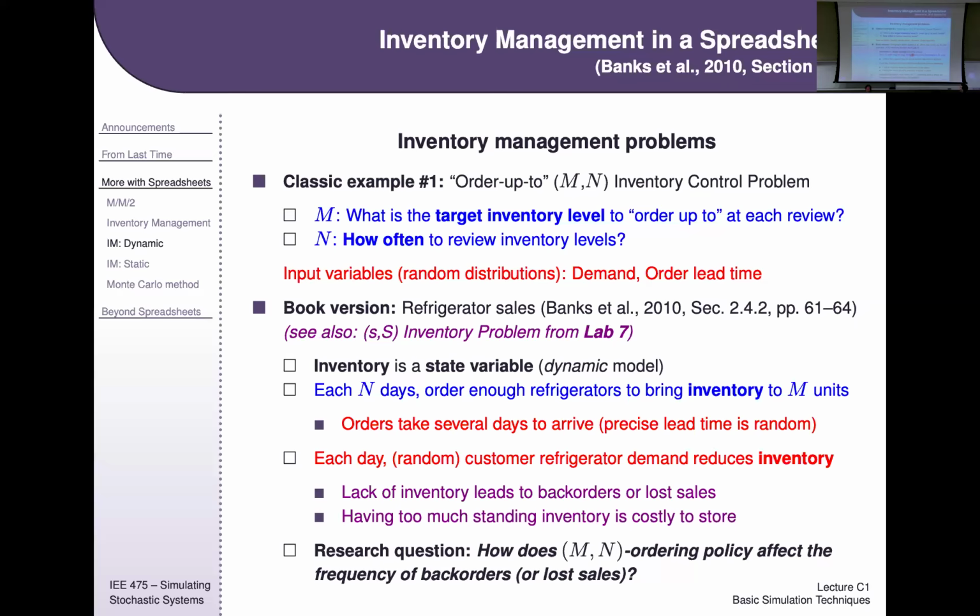So each N days, we order enough to bring the inventory back to M units. That's what I was just saying before. But one of the variables that we have to put in is how many days does it take for the new inventory to arrive? And that is going to actually be an activity. That's going to be an input model. So some days it takes 5 days for new refrigerators to arrive. Some orders take 10 days to arrive.